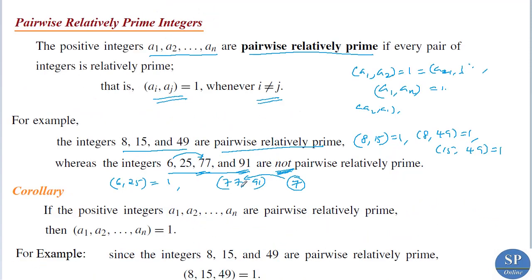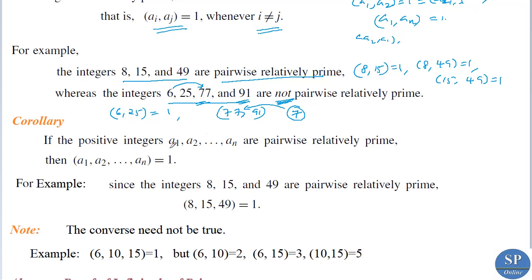Next we have a corollary. If the positive integers a1, a2, etc., an are pairwise relatively prime, then their gcd is equal to 1. For example, 8, 15, 49 are pairwise relatively prime because gcd(8, 15) = 1, gcd(8, 49) = 1, and gcd(15, 49) = 1. So these three numbers are pairwise relatively prime. Therefore, their gcd is equal to 1 by using this corollary.